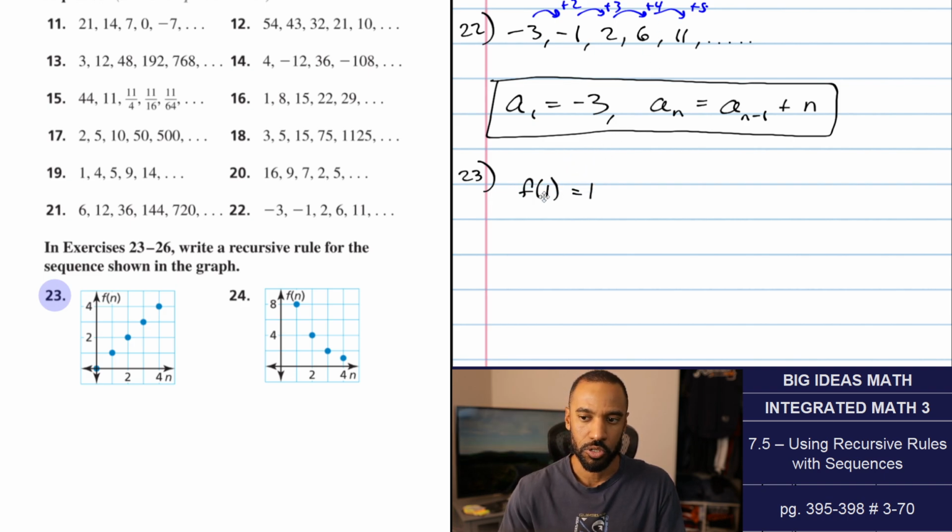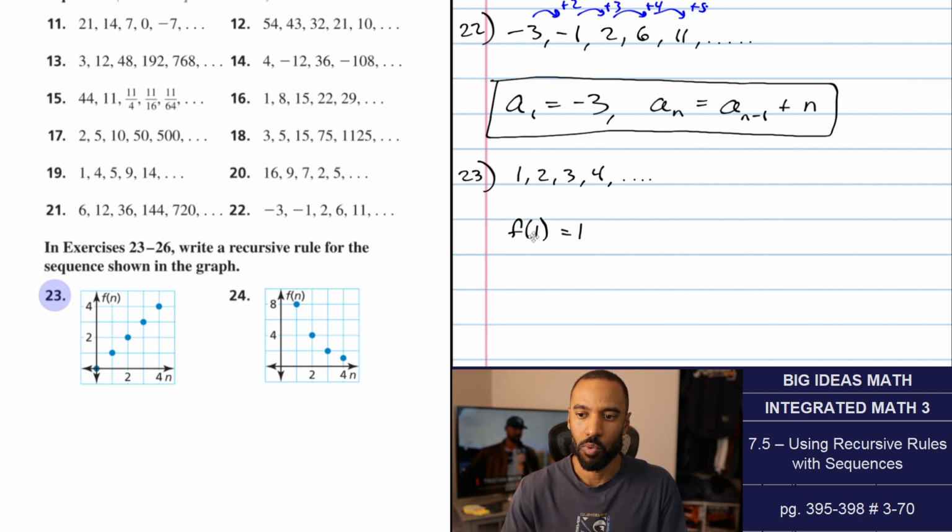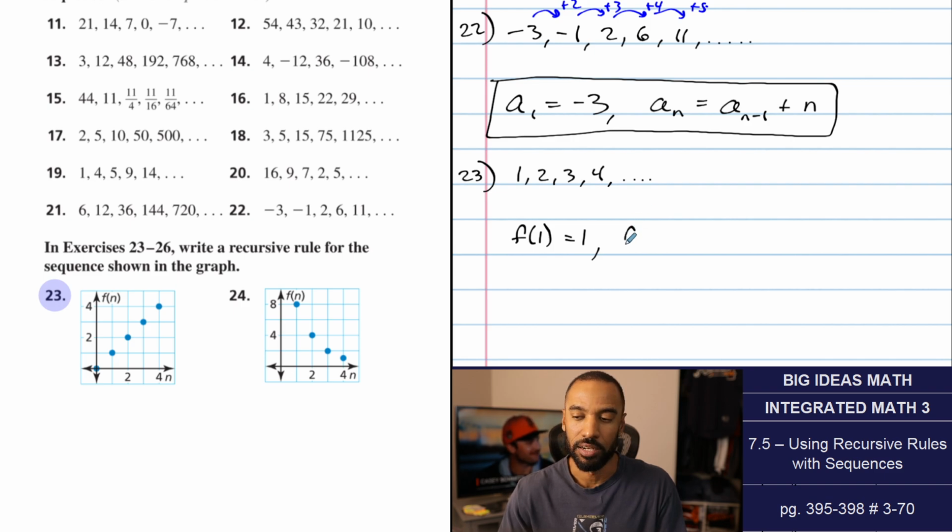Oh, actually, before I even do that, the first term is 1, right? So I'm going to start with 1. It's 1, then 2, then 3, then 4, and then it keeps moving on, right? So your first term is 1. And listen, that's a part of our recursive rule. We literally have to write that. The next term is adding 1 from the previous term.